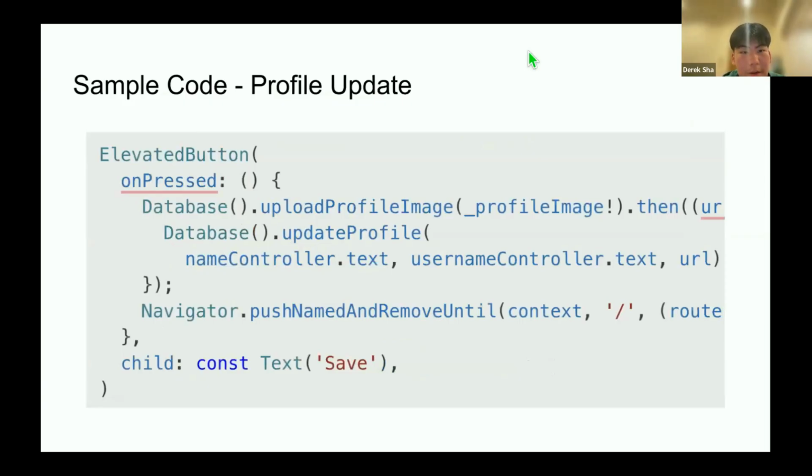And here is my sample code for the profile update. This is the profile update function where the user can upload a new profile picture, change their display name or username, and save. And when they press the save button, the app uploads the image to Firebase storage, which gets the URL and updates the user's Firestore document. This process overall is very fast and it keeps the UI very responsive.